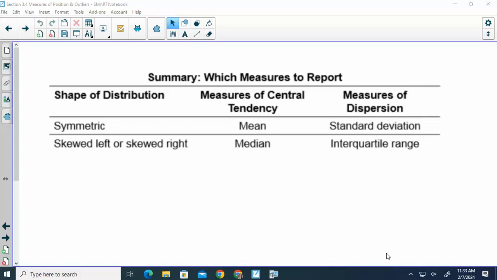So I would probably put a big star next to this or something. It seems like it would be an excellent test question later on, knowing which measure would be the most accurate in different scenarios.